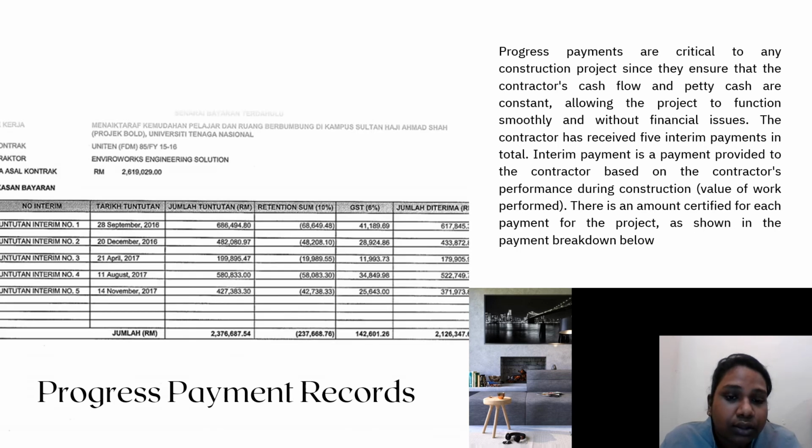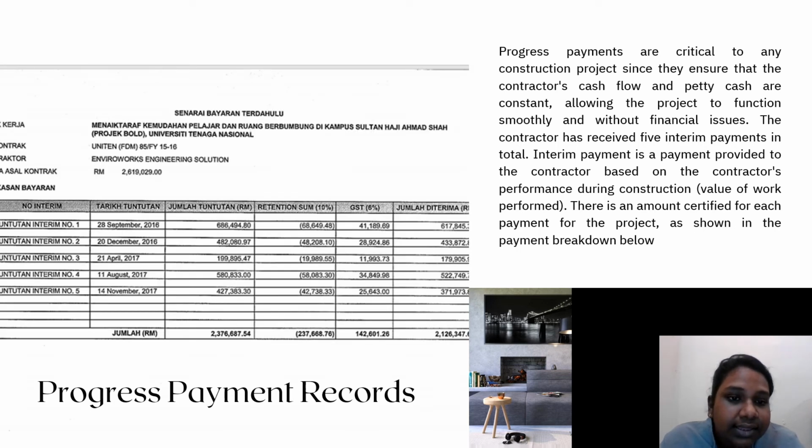Progress payment records. Progress payment records are critical to any construction project since they ensure that the contractor's cash flow and petty cash are constant, allowing the project to function smoothly and without any financial issues. The contractor has received 5 interim payments in total for this project. There is an amount certified for each payment for the project as shown in the payment breakdown below. As you can see, this is the payment breakdown for the interim payments received by the contractor of this project.